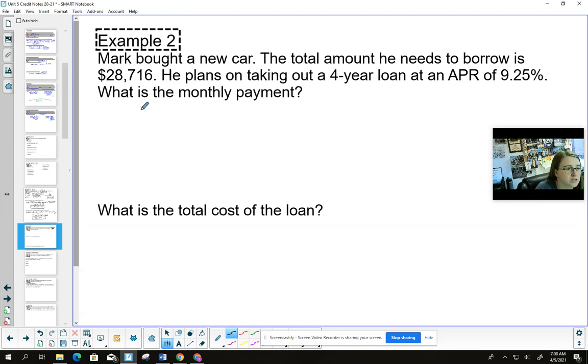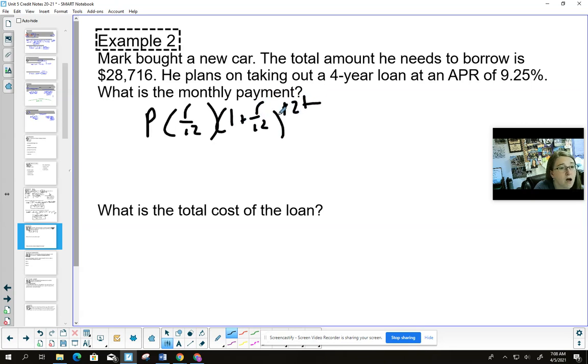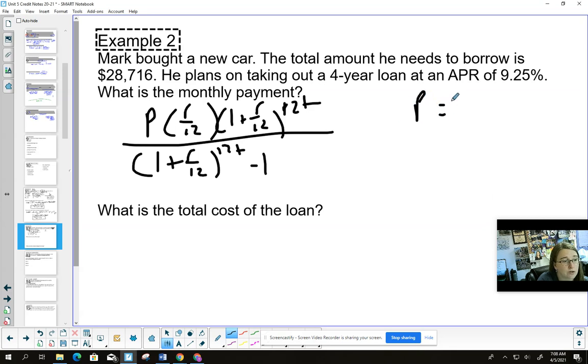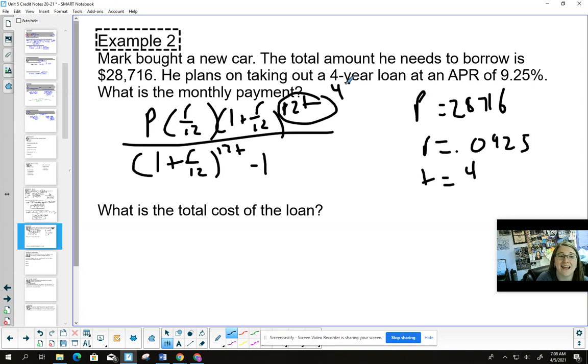Okay, so the monthly payment formula is once again P times R over 12 times 1 plus R over 12 to the 12t, all over 1 plus R over 12 to the 12t. Don't forget that minus 1. In this case, your P was 28,716. Your R is 0.0925, and your T was 4. So I know my exponent is going to be 48. That's 12 times 4, right?